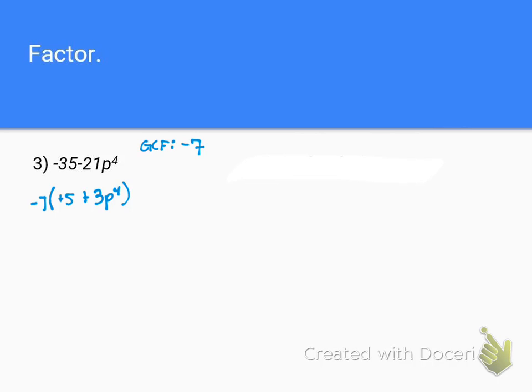No, let's look at step 3. Is it in descending order? No. What's the largest exponent in my parenthesis? 4. So we want to take that term and put it first. Okay, so we're going to rewrite this as negative 7, open parentheses, and we said that positive 3p to the 4th comes first. Okay? And then we put the next term. Any p to the thirds? No. P squared? No. P to the first? No, there's just positive 5 here. Close parentheses. And that's it.